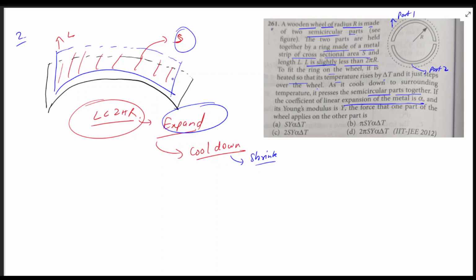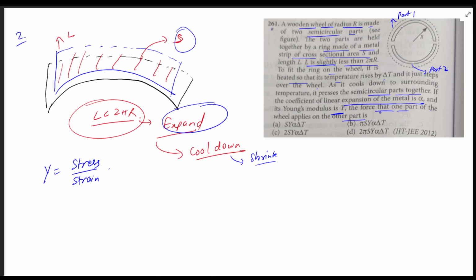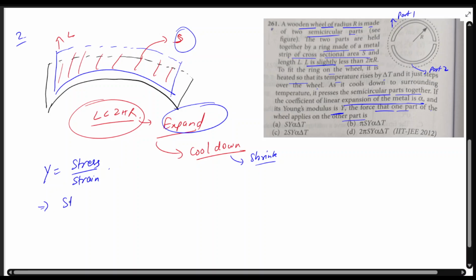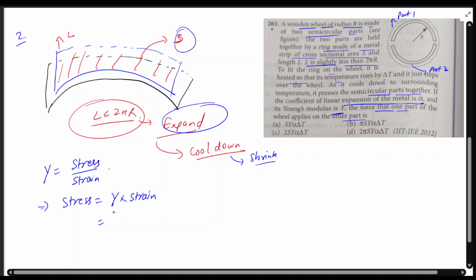So the change in area we do not have to take because Young's modulus is given. What is Young's modulus? It's stress upon strain. We have to find the force that one part of the wheel applies on the other part. So let's first find the stress. Stress will be equal to Y into strain. Young's modulus is given and strain will be delta L by L.